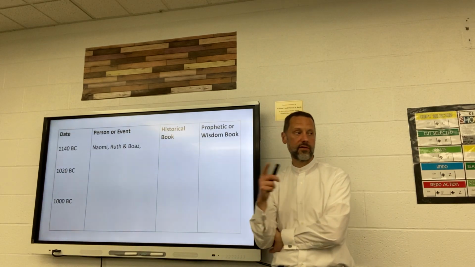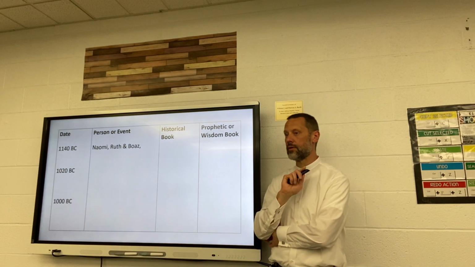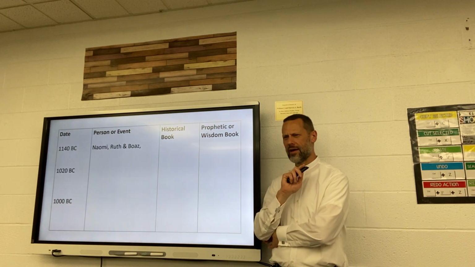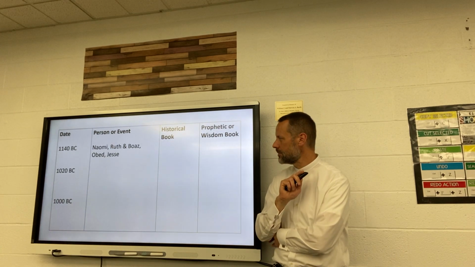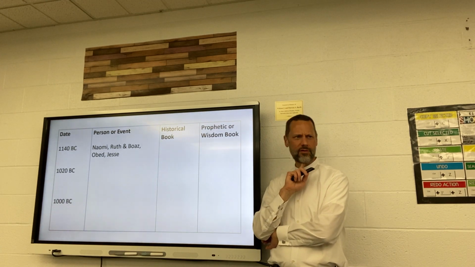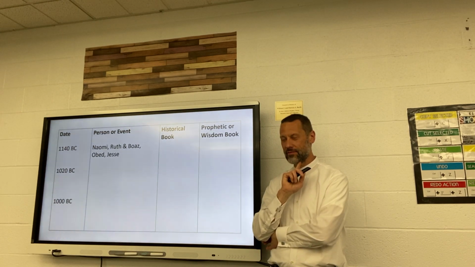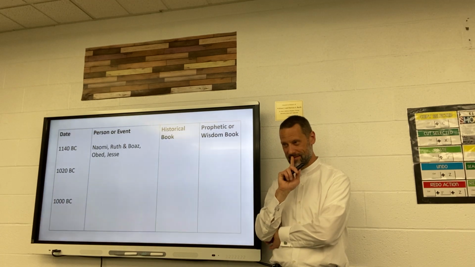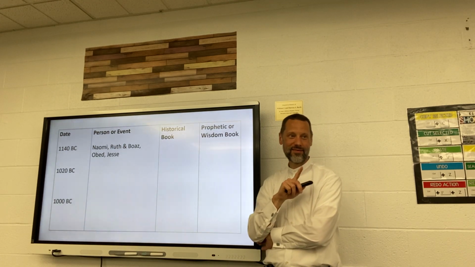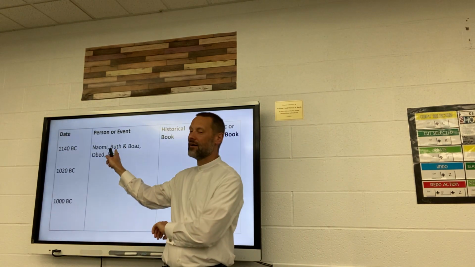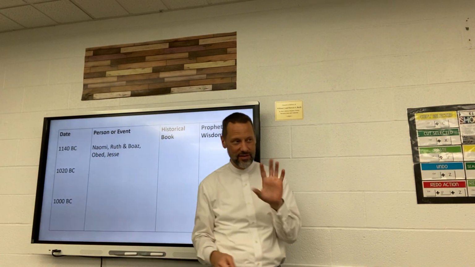Ruth actually comes to the Promised Land and falls in love with and marries Boaz. Who's Boaz? Well, Boaz happened to be the father of Obed. Who's Obed? Obed happened to be the father of Jesse. Jesse happens to then be the father of David. So this is the great-grandmother of King David. And so it's an interesting little story.